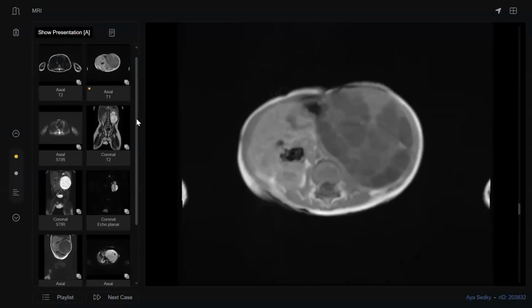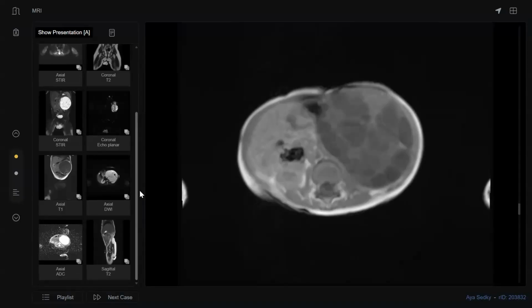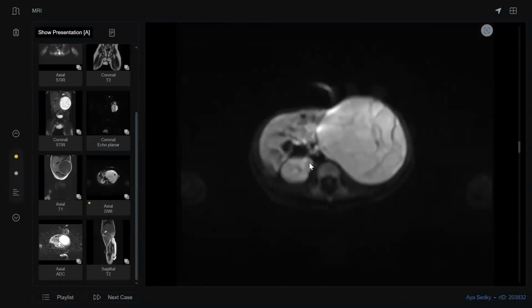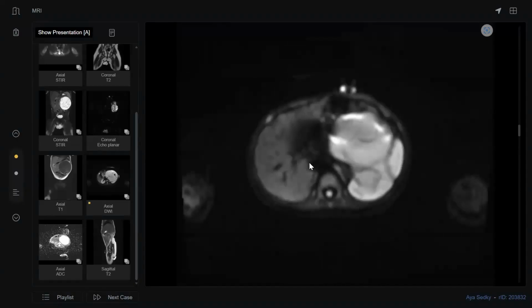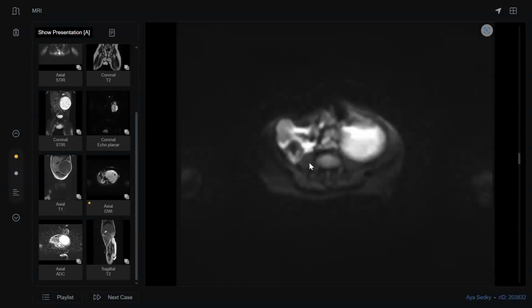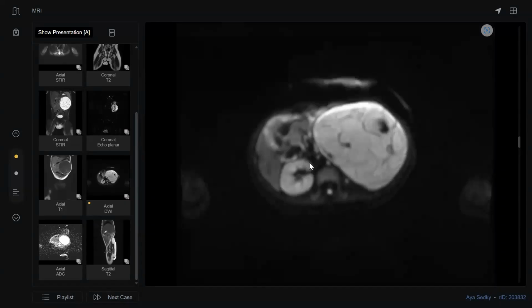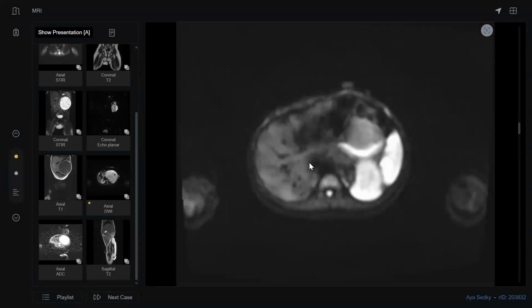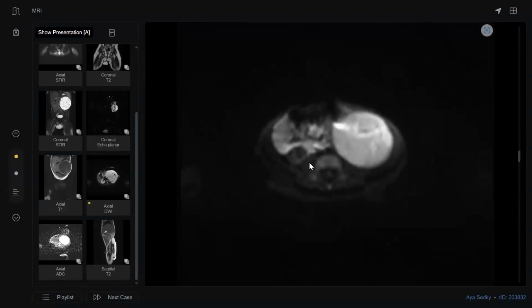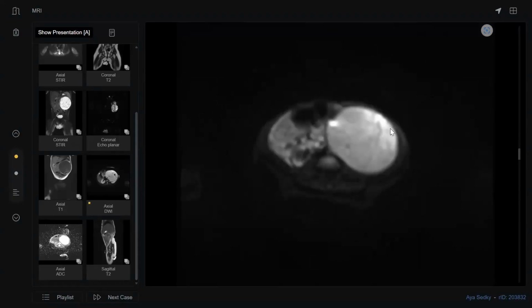Which sequence do you want? We don't have post contrast. We have diffusion. On diffusion weighted images, there appears to be a hyperintense signal, but I would like to correlate it with the ADC images. Okay, this is high density, high DWI.